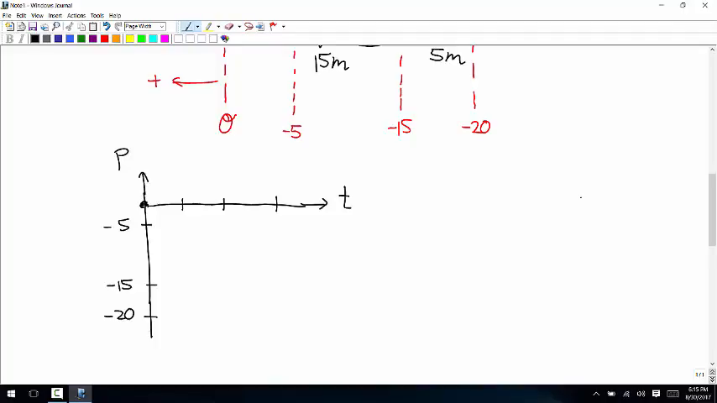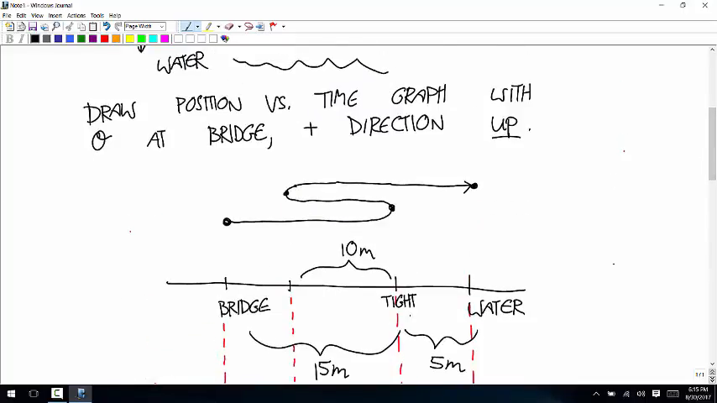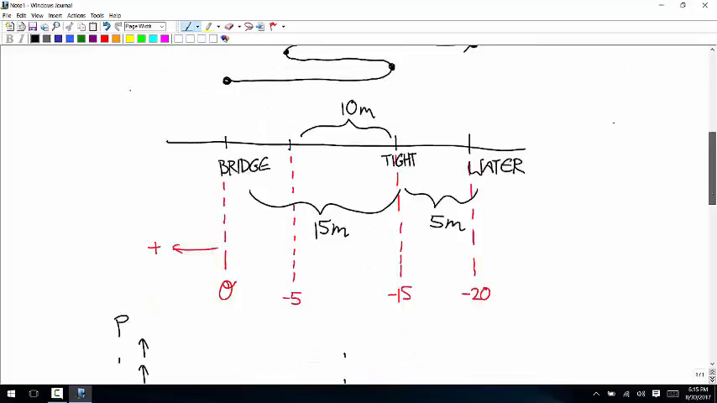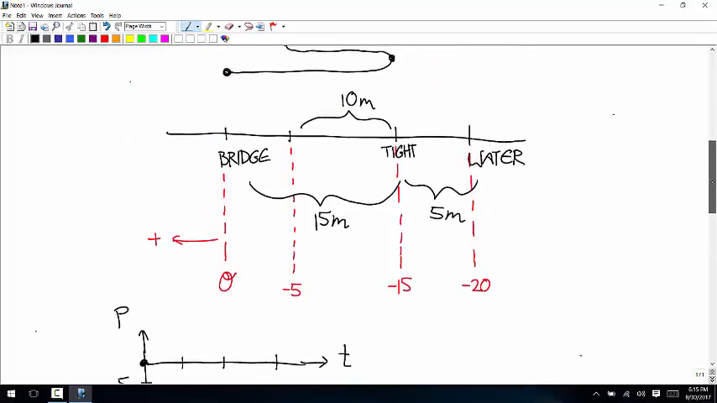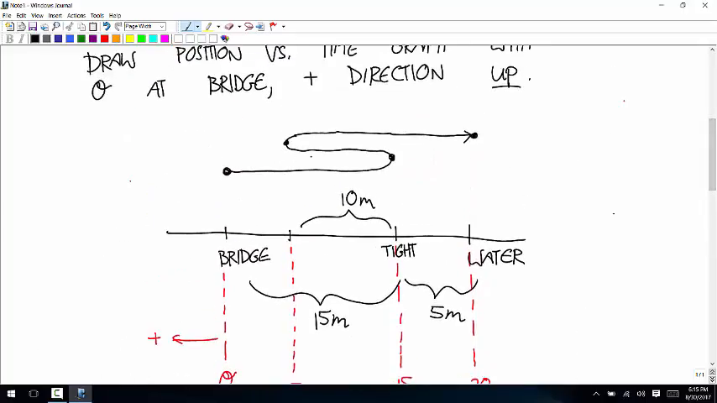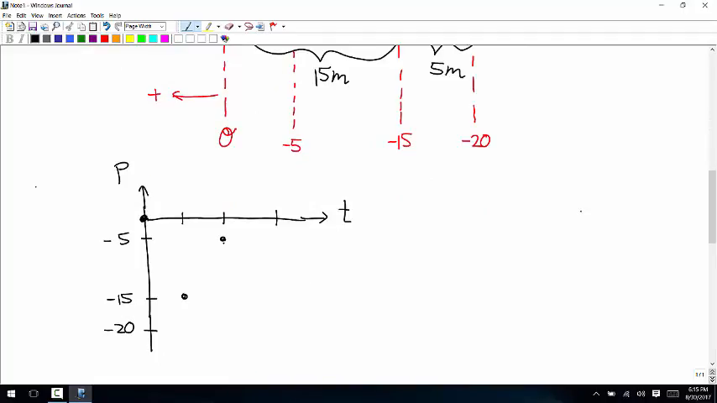Okay, so he starts at 0. He goes to this location, negative 15. Next, he gets to this location, negative 5. And then last, he gets to this location, negative 20. And so if you draw a line through these points, it would look something like that. Well, actually, it wouldn't. Forget about it. That's fine.